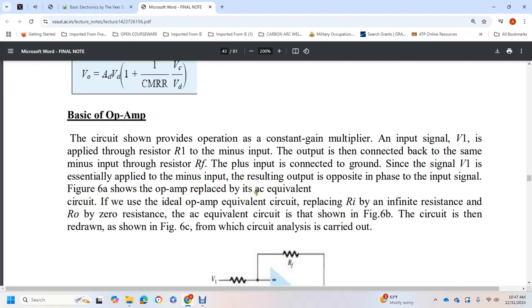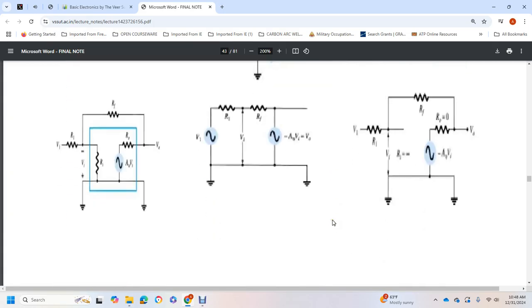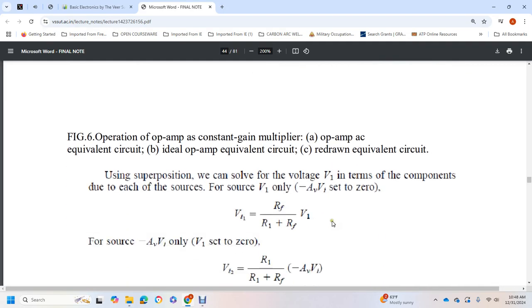If we use the ideal operational amp, the equivalent circuit replaces the input resistance by infinite resistance and the output resistance by zero resistance. The equivalent circuit is shown in figure 6b. The circuit is then redrawn, shown in figure 6c, with circuit analysis carried out. Figure 6: operational amplifier constant gain multiplier, operational amplifier AC equivalent circuit, ideal equivalent circuit, and redrawn equivalent circuit.